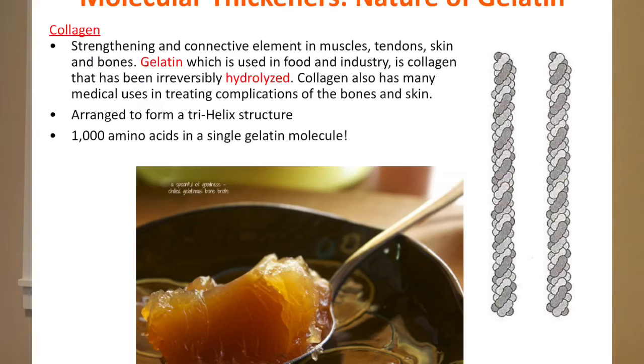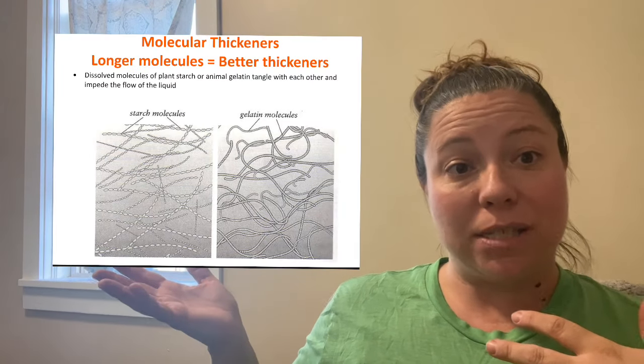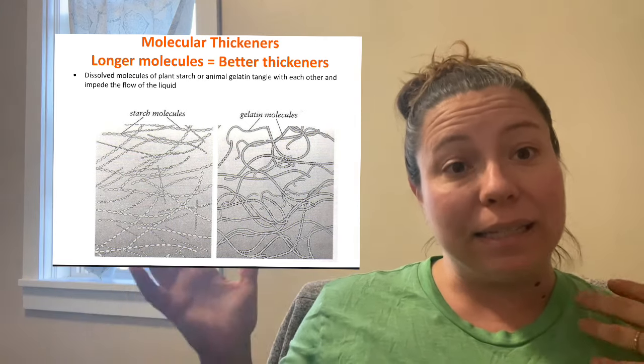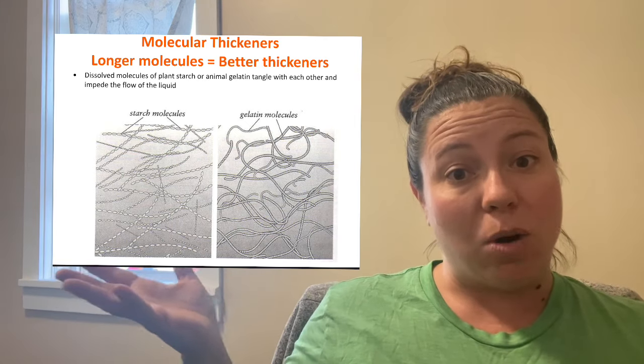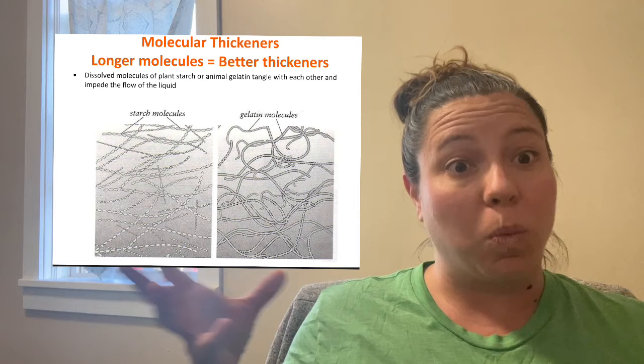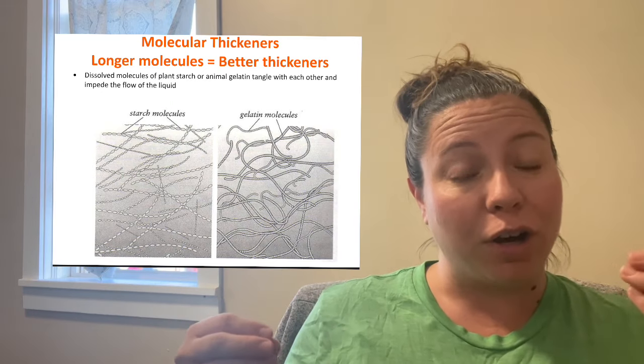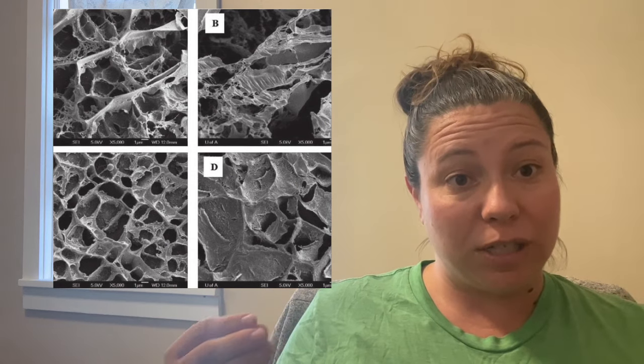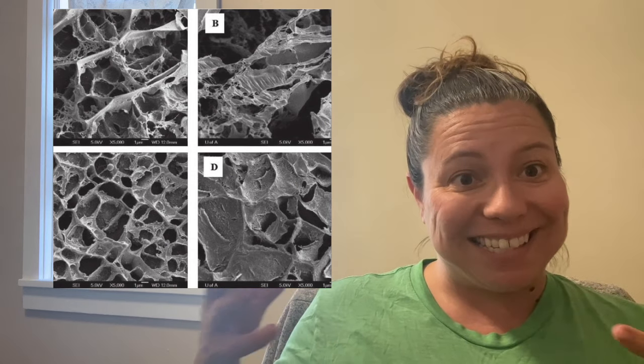Now, the dissolved molecules of plant starch or animal gelatin tangle with each other and impede the flow of the liquid. If we take a look at these images here, we can see that these molecules are creating a web. The water molecules and the other free-flowing molecules dissolved and dispersed in the water get trapped in these nets.